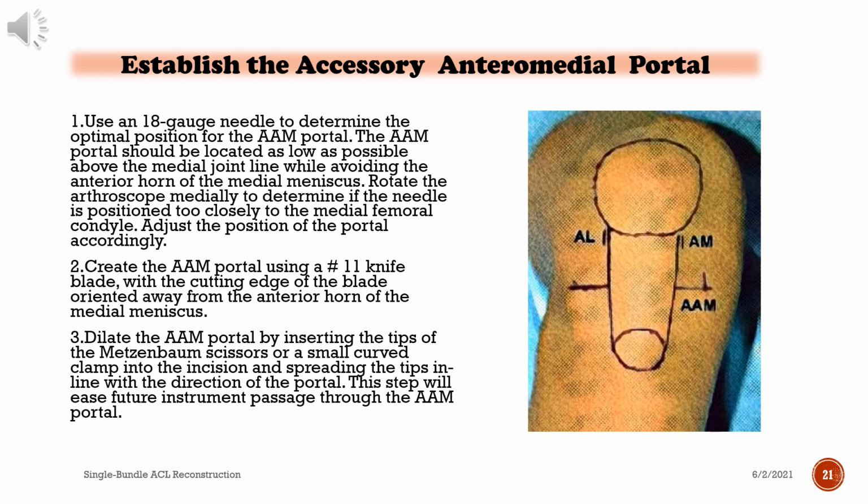Create the AM portal using a number 11 knife blade, with the cutting edge of the blade oriented away from the anterior horn of the medial meniscus. Dilate the AM portal by inserting the tips of the Metzenbaum scissors or a small curved clamp into the incision and spreading the tips in line with the direction of the portal. This step will ease future instrument passage through the AM portal.